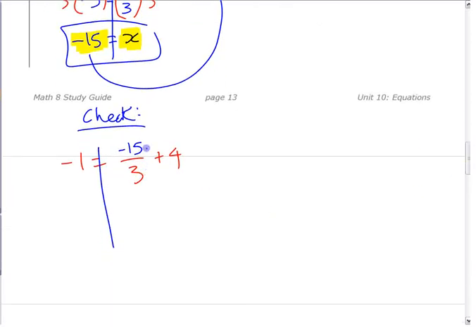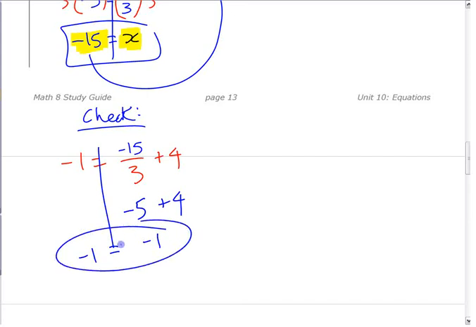You say negative 15 divided by 3 is negative 5. And then negative 5 plus 4 is negative 1. If you get down to the bottom and it says negative 1 equals negative 1, what does that mean about the answer you found? It's right, that you got the right answer. It's called substitution. Check by substitution.